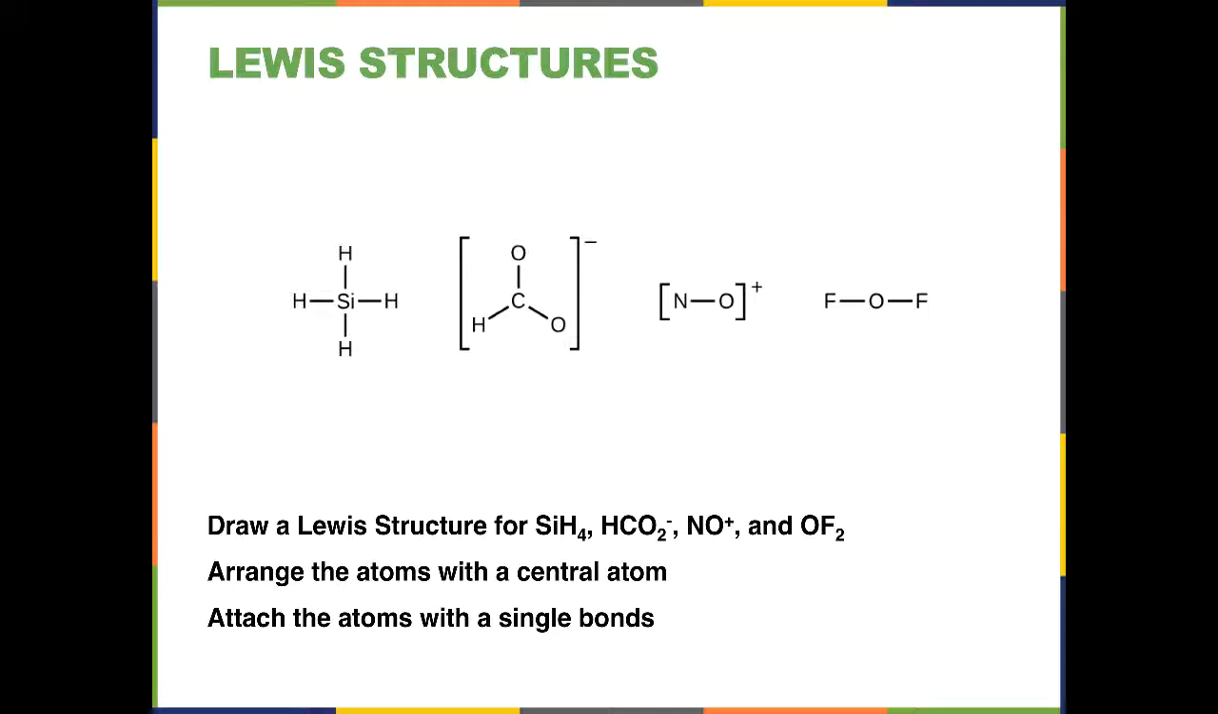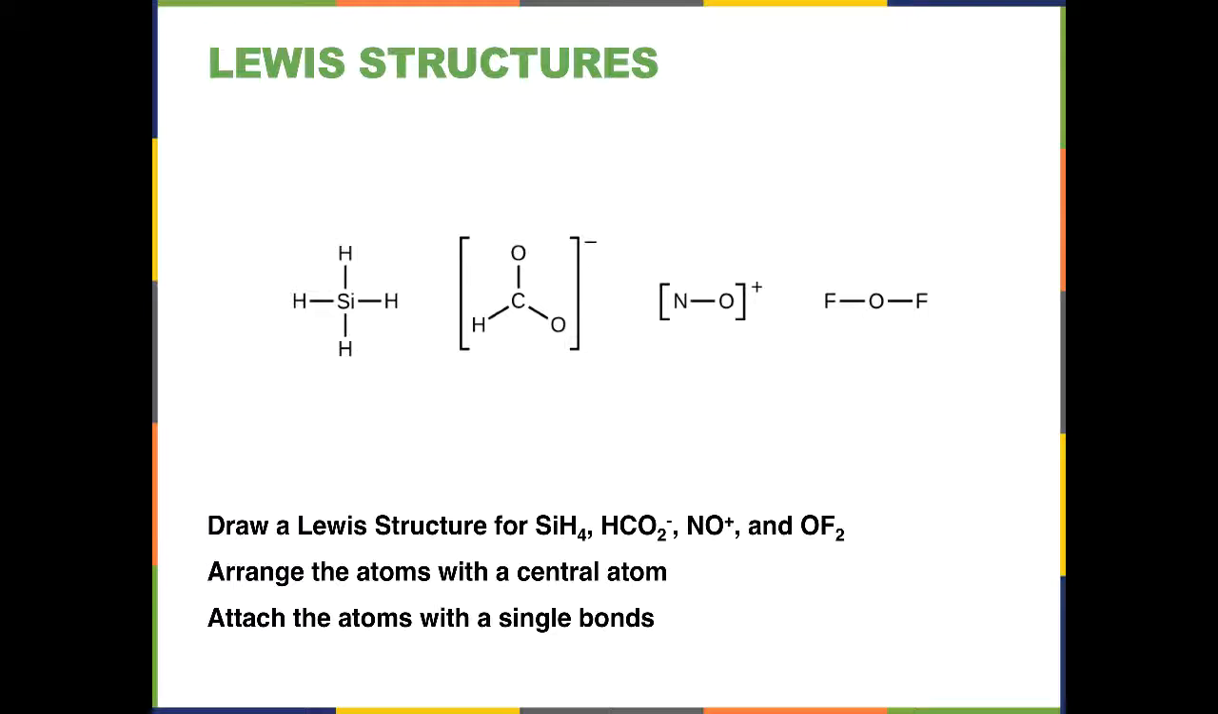The third one doesn't have a central atom because there's only 2 of them. And then lastly, usually if you have 2 of something and 1 of something else, you put the 1 in the middle and put the 2 on the outside. So the oxygen is in the middle and the 2 fluorines are on the outside. So in the case of the silicon tetrahydride, you had 8 valence electrons to start out, and you've already used them all up. So you really don't have to do anything else.